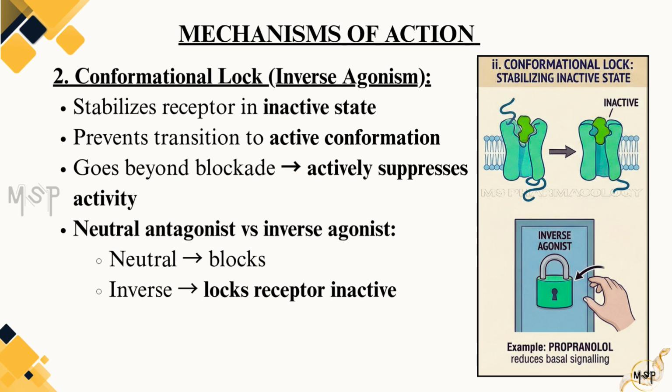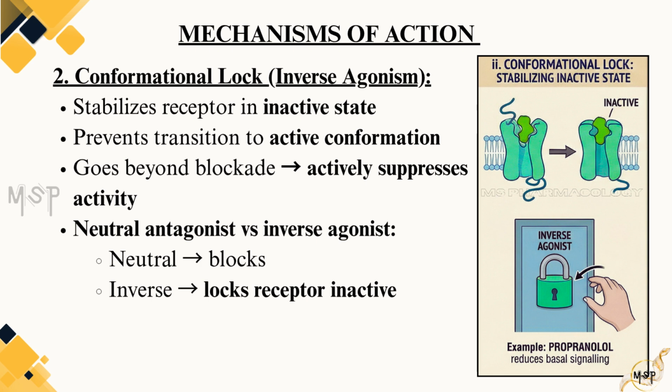Here, the antagonist binds to the receptor in its inactive state, preventing it from transitioning to the active state. This goes beyond simple blockade. The antagonist actively stabilizes the receptor in a non-functional conformation. This is the mechanism of inverse agonists. A neutral antagonist just blocks the door. An inverse agonist locks the receptor shut.